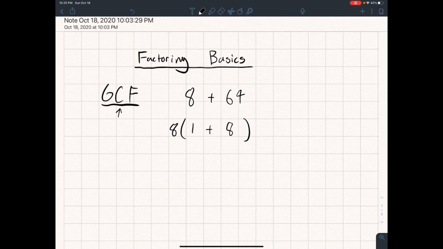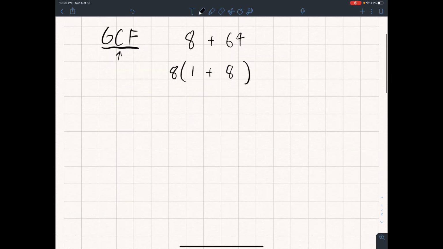Now, this doesn't mean much when we're only working with numbers, because clearly, if we wanted to, we could just add 1 plus 8. It's much more interesting when we're working with variables and terms that we can't add together. So let's say we have, maybe, 4x squared plus 8x.